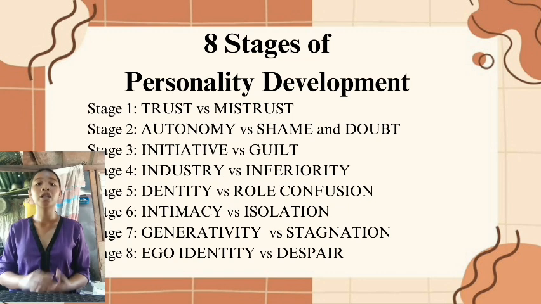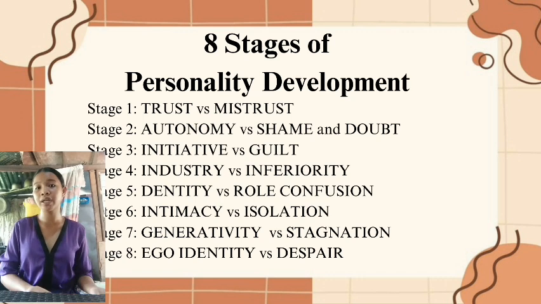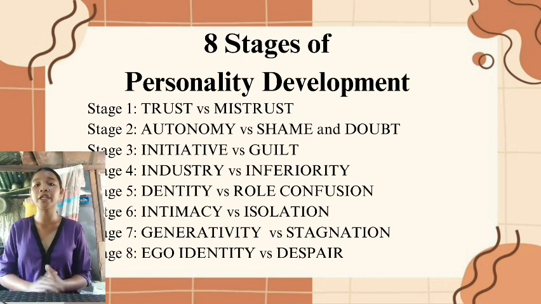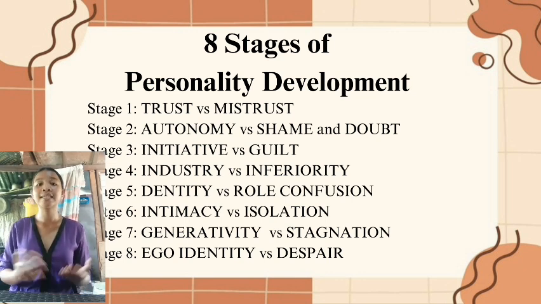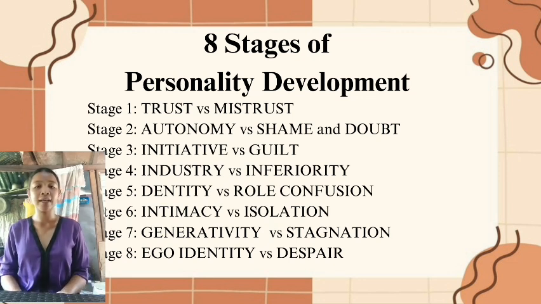Stage 2, autonomy versus shame and doubt. It occurs in the toddler years, from 18 months to 3 years old. In stage 3, we have initiative versus guilt. It occurs in the preschool years, from 3 to 5 years old. Stage 4, industry versus inferiority. It occurs in the middle school years, from 6 to 11 years old.